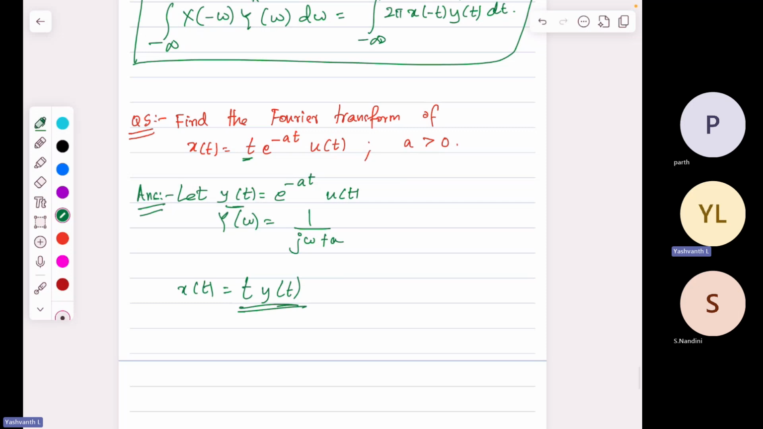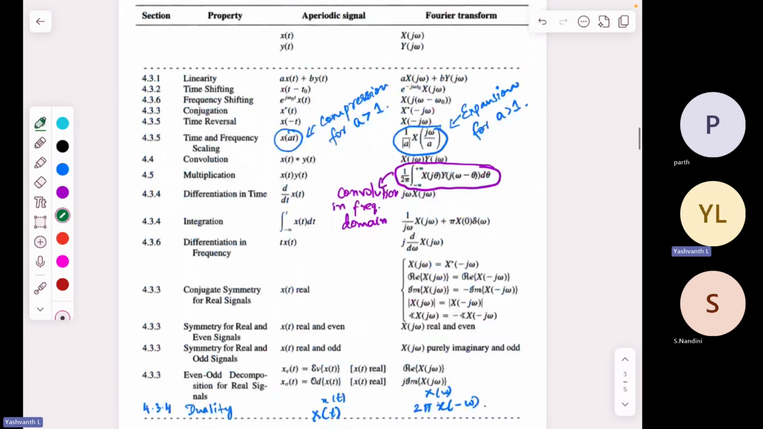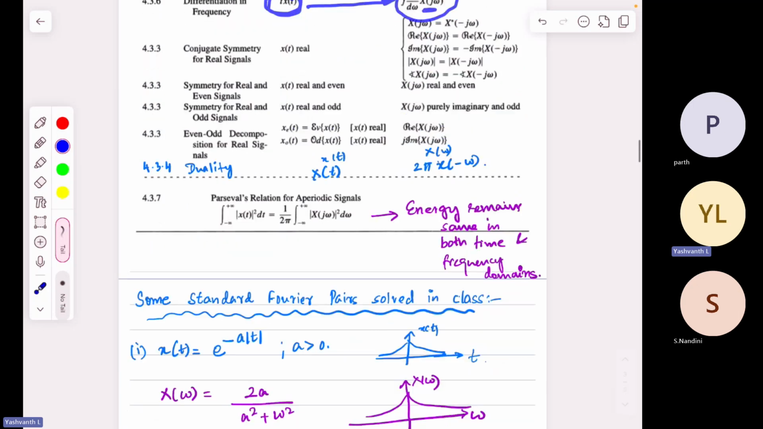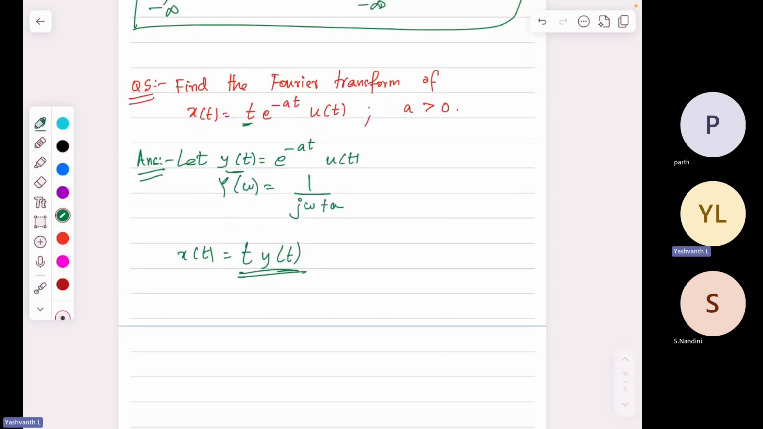Now it's basically an application. Go back to the table that we saw today. For an expression like t into y of t, the answer is j times d by d omega of the transform of y. Therefore X of omega is equal to j into d by d omega of Y of omega. This is called the differentiation property in the frequency domain.